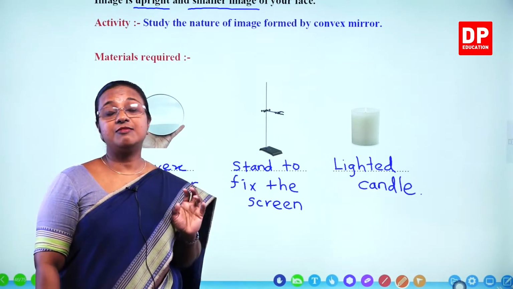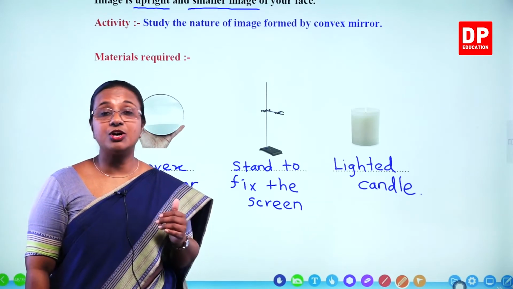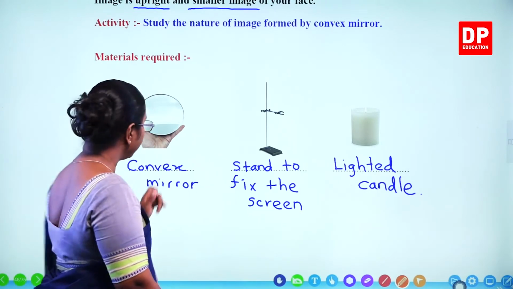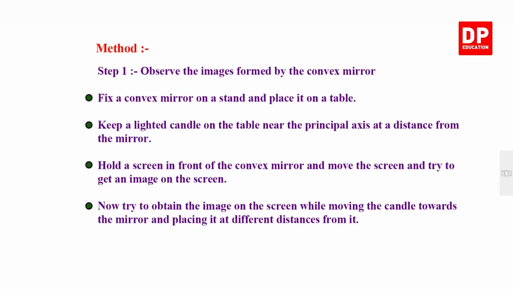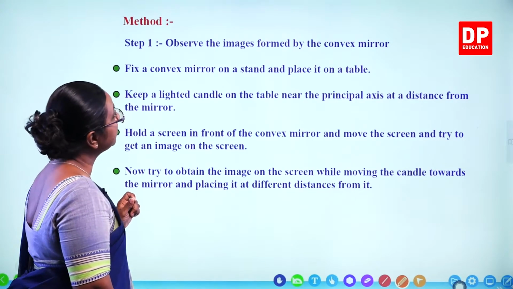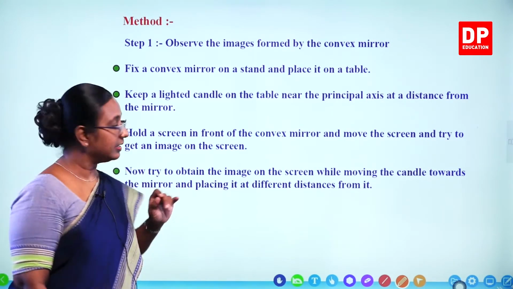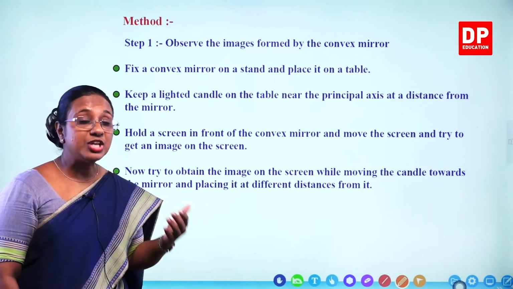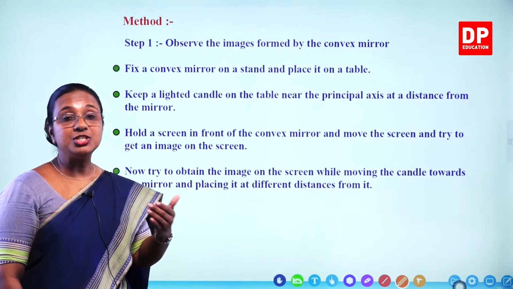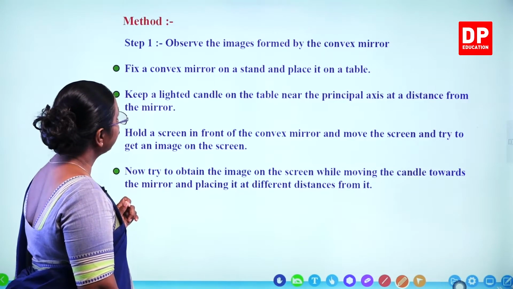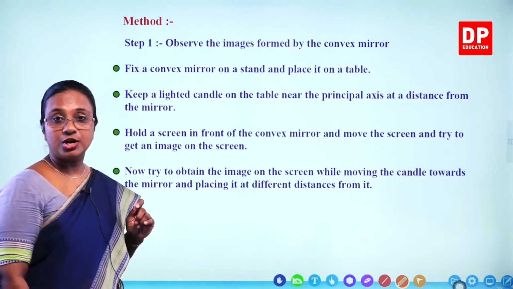So here straight away we are going to observe the nature of the image that is formed by the convex mirror. We will see how we are going to do the activity. We will do this activity in 3 steps. In the first step, we will observe the image formed by the convex mirror and we will see whether it forms a real image. We will check whether we can get an image on the screen, that is a real image. So to do that, fix a convex mirror on a stand and place it on a table.